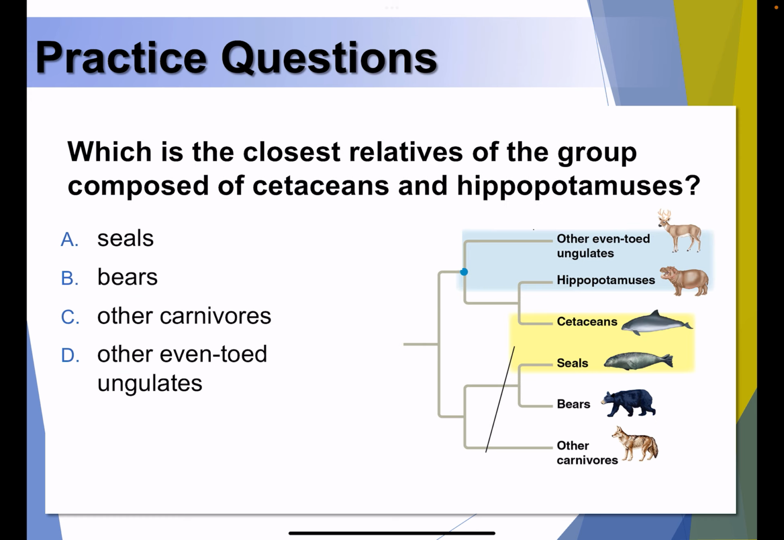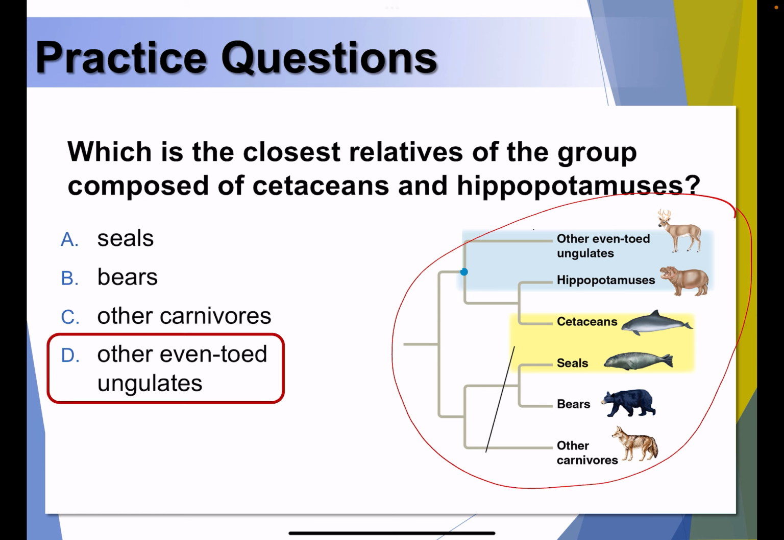Now we're looking at phylogenetic trees. According to this particular phylogenetic tree, which is the closest relative of the group composed of cetaceans and hippopotamuses? D, other even-toed ungulates, because here's hippopotamuses, here's cetaceans, so this is a group right here, and they share a common ancestor with other even-toed ungulates.